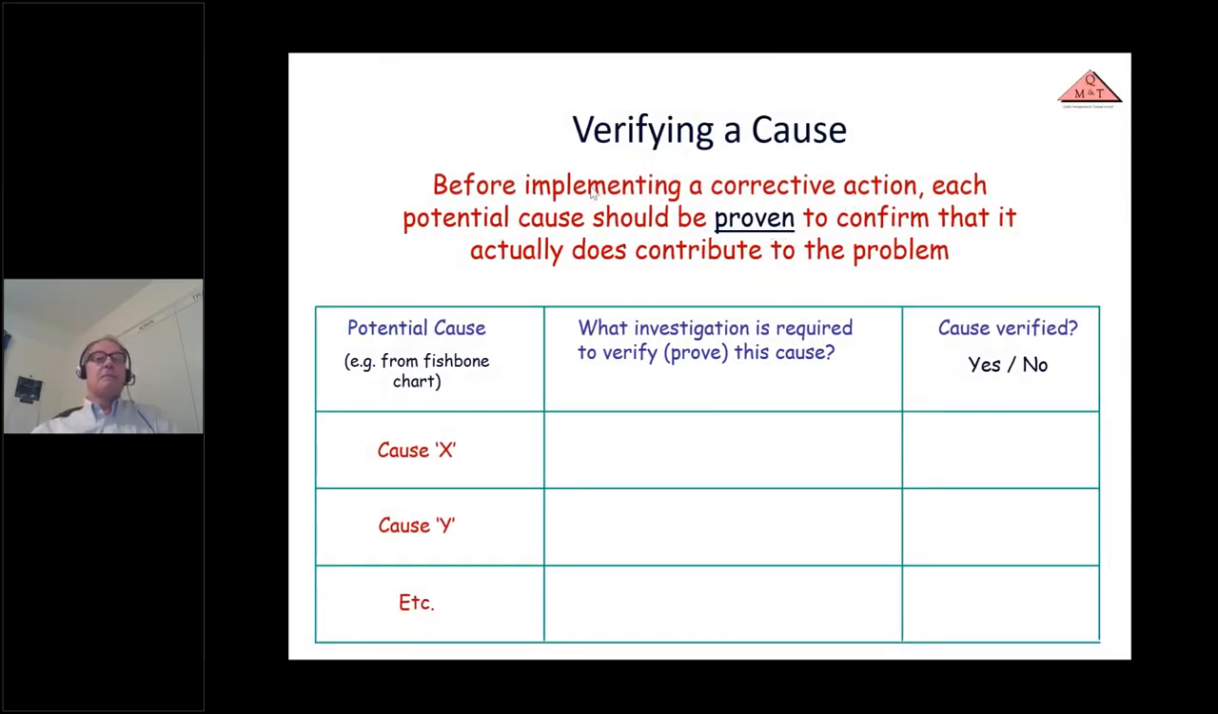Before implementing corrective action, each potential cause should be proven to confirm, to give the team confidence that it actually does contribute to the problem. And a very simple table can be used for this. The potential causes are listed on the left-hand side. They may have been derived from a fishbone chart. They may be ideas that the team have from knowledge and experience. Either way, they need to be proven. So the team will determine what investigation is required to prove these causes. And then they need to follow that up, and the cause will either be proved or not.